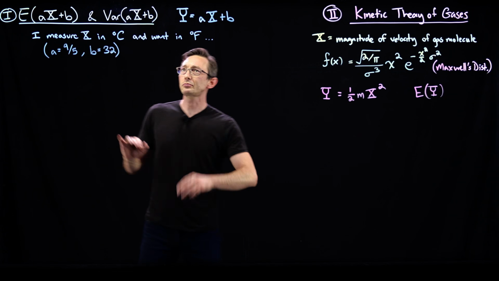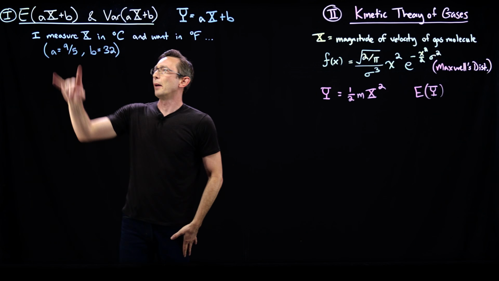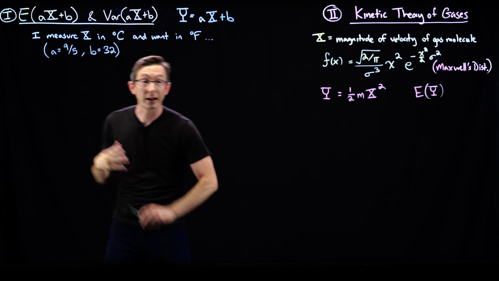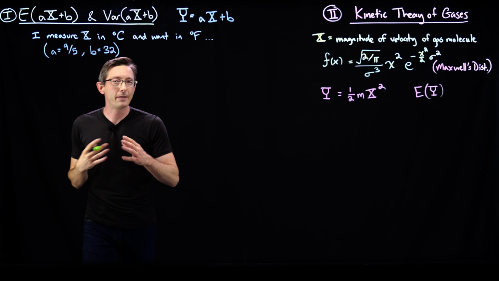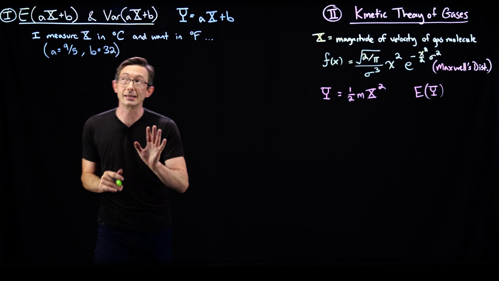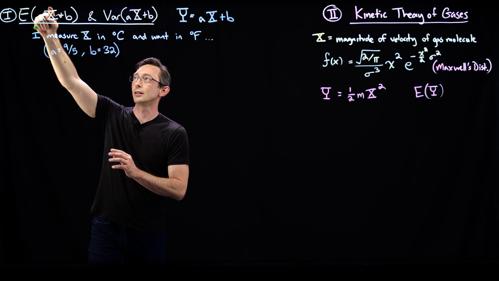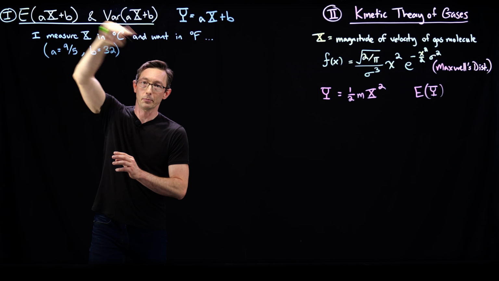Let's get started. So this one's really easy. I'm going to start with the expected value of ax plus b, and I'm just going to write down some math and verify what I think is the common sense answer, that this should be a times the expectation of x plus b.